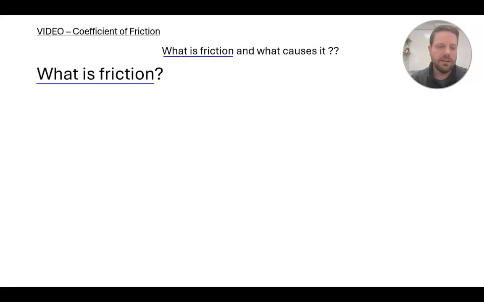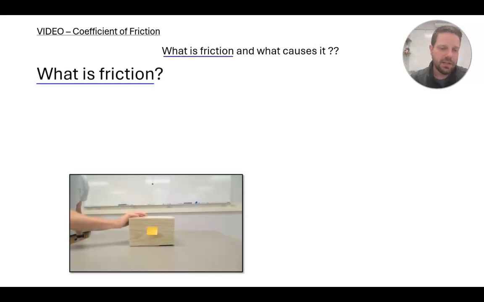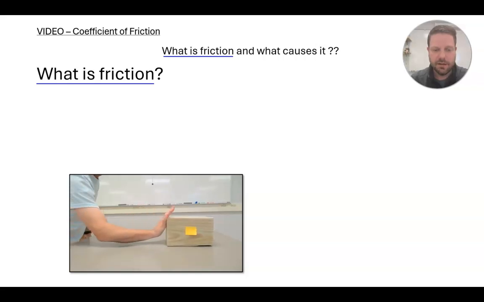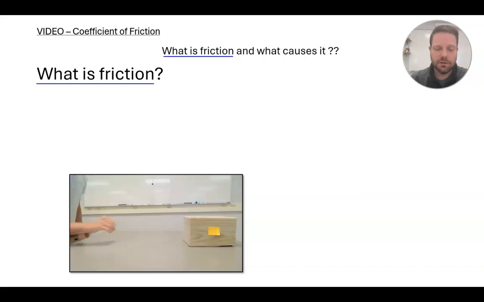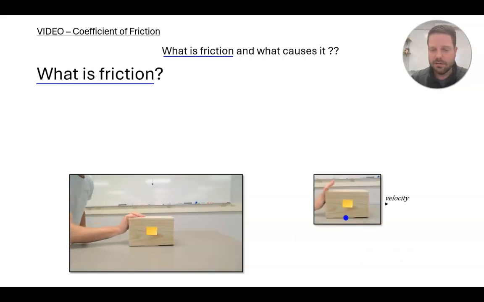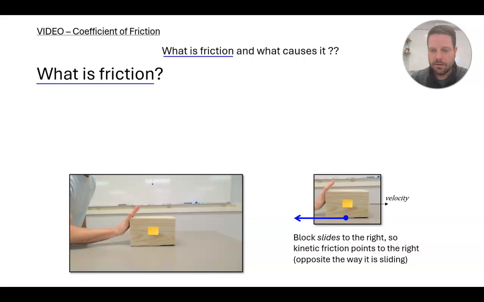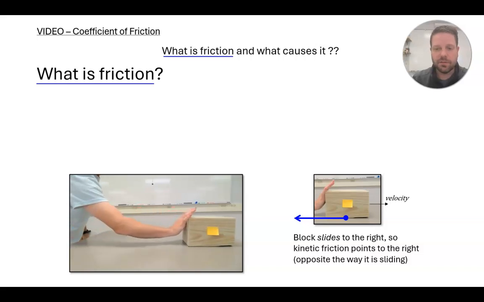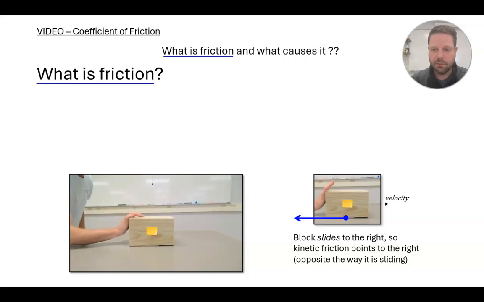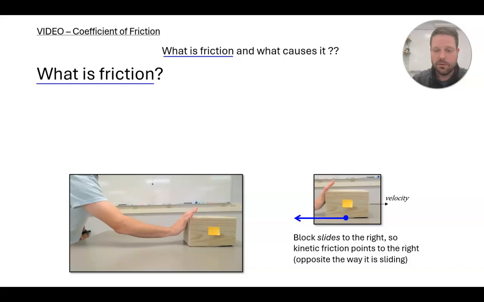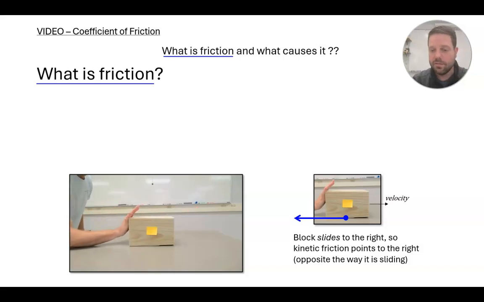In this case, let's take a block that's sliding across a tabletop. As I push this, the block is going to slide. And we know that friction is going to go opposite the way it is sliding, which we would call kinetic friction. So in this case, since it's sliding to the right, the kinetic friction is going to point opposite that, to the left.